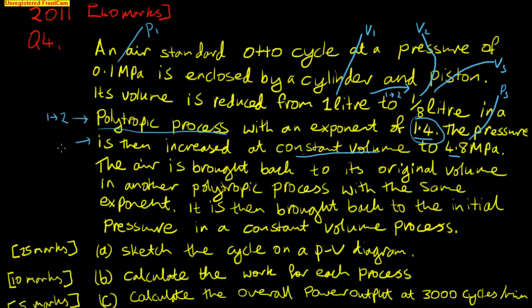The air is brought back to its original volume in another polytropic process with the same exponent. Okay, so volume 4 is the original volume, which is 1 litre. And this again is a polytropic process with an exponent of 1.4.